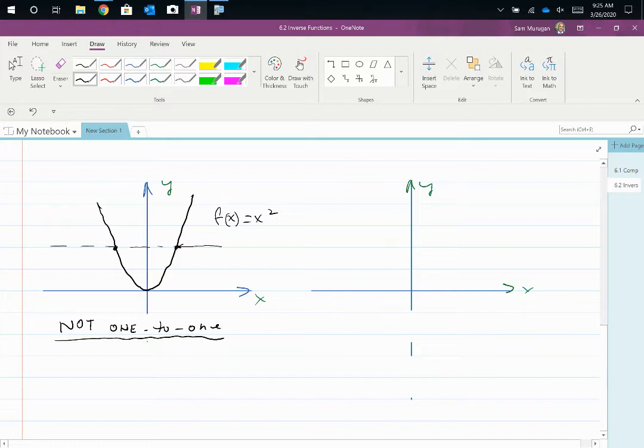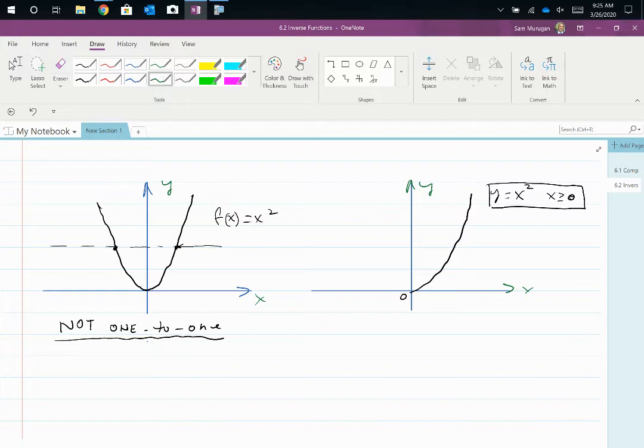Now, if we were to restrict this graph to, say, x greater than or equal to 0, in other words, we're only taking a portion of the graph, like that, for all values from 0 to infinity, that restriction would make this graph 1 to 1, because now a horizontal line would only intersect it once. So this is 1 to 1.